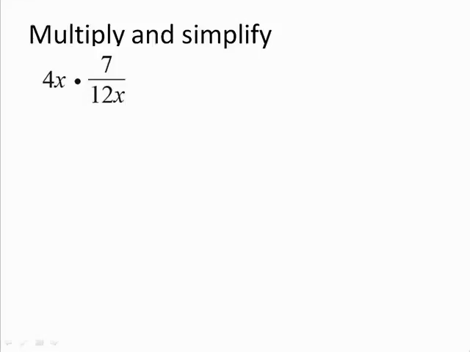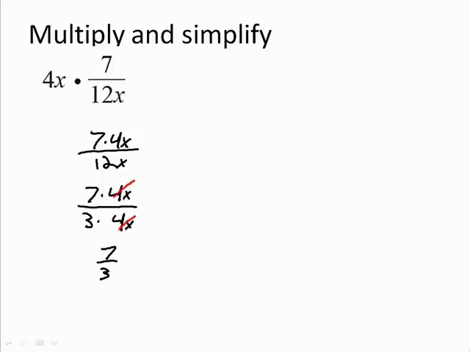Multiply and simplify. 4x times 7 divided by 12x. Rewrite this as one fraction: 7 times 4x divided by 12x. Factor a 4x out of the denominator: 7 times 4x divided by 3 times 4x. The 4x in the numerator and denominator cancel out. You are left with 7/3.